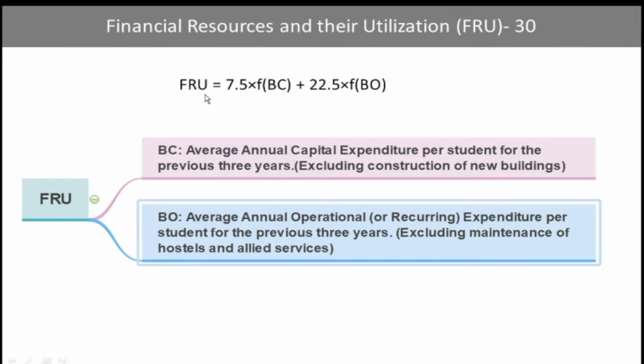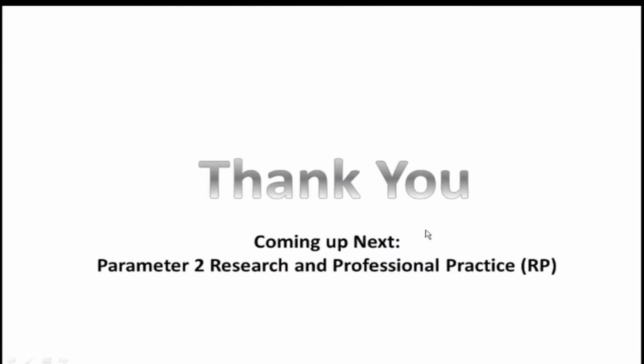That means marks under this metric rely more on BO, that is your recurring or operational expenditures. Therefore, to get maximum marks, you have to ensure that the expenditure per student is on the higher side, and more so in the case of BO, that is operational or recurring expenditures.